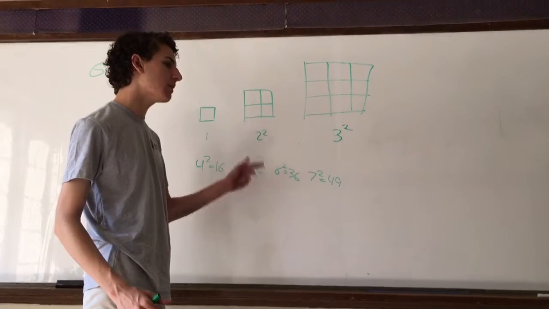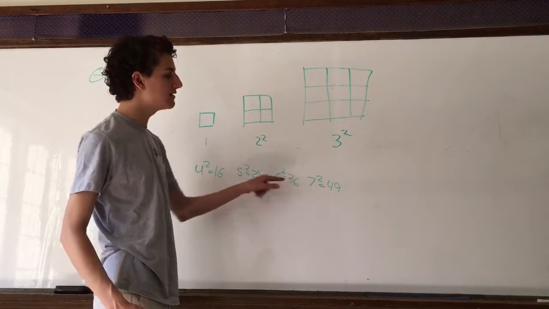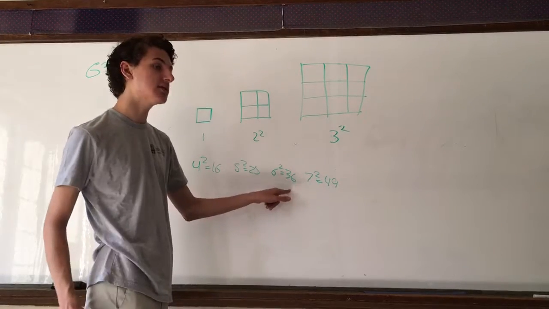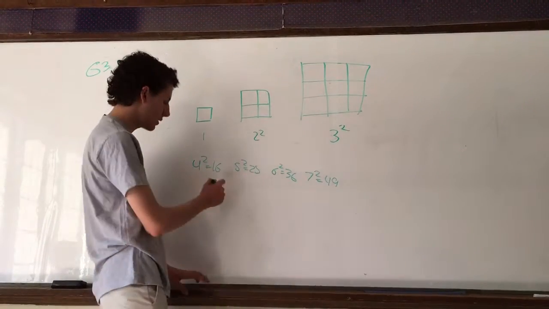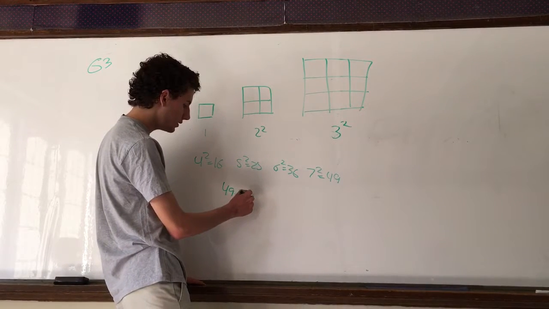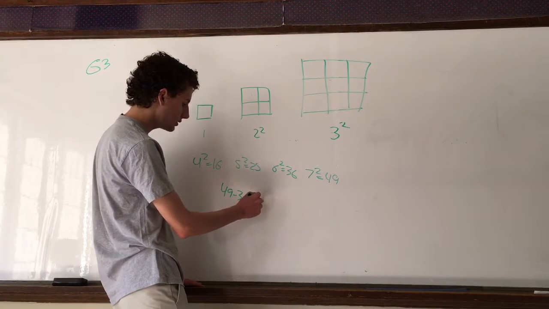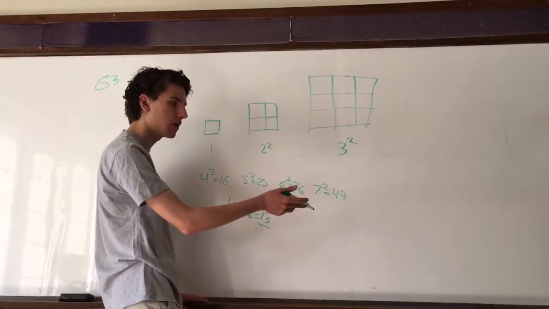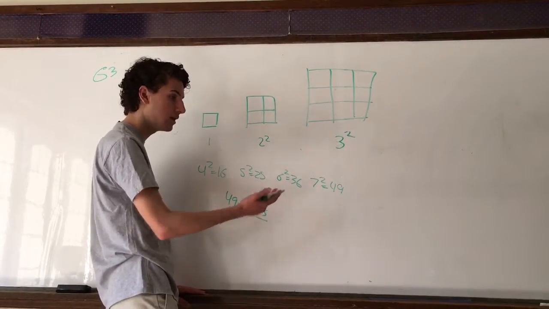So to find out how many more squares 7 squared is going to have than 6 squared, we can just take 49 and subtract 36, and we get how many more this one has. So 49 minus 36 equals 13. So the number of squares 7 squared requires more than 6 squared is 13.